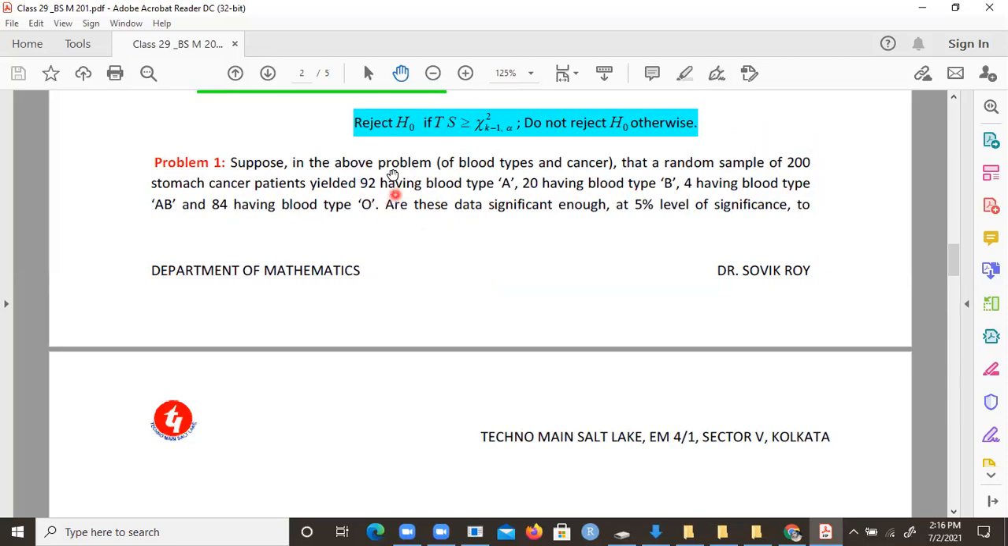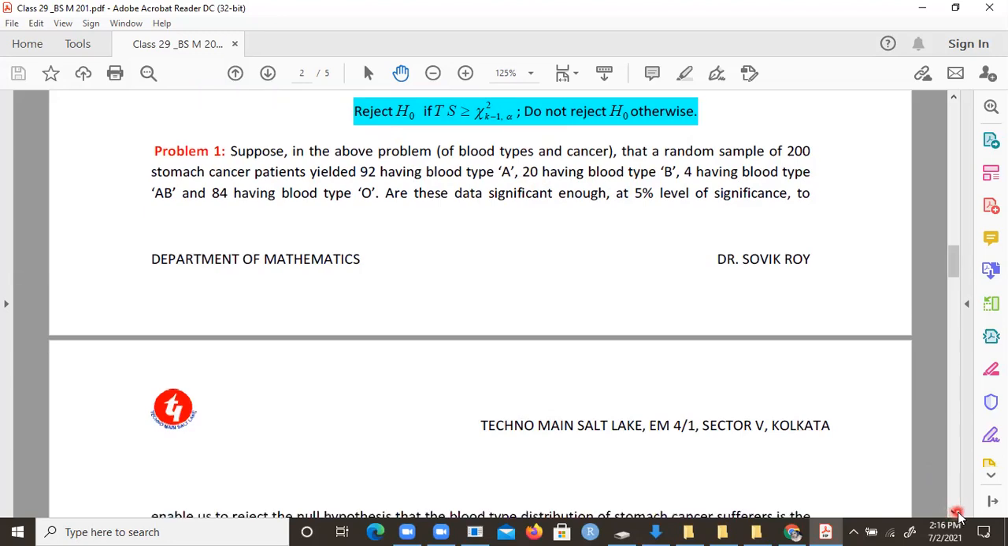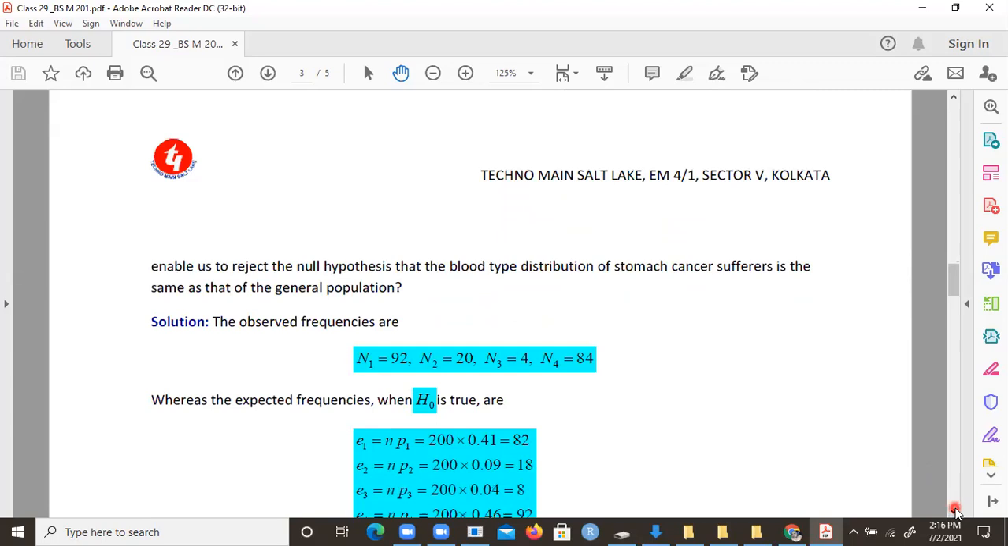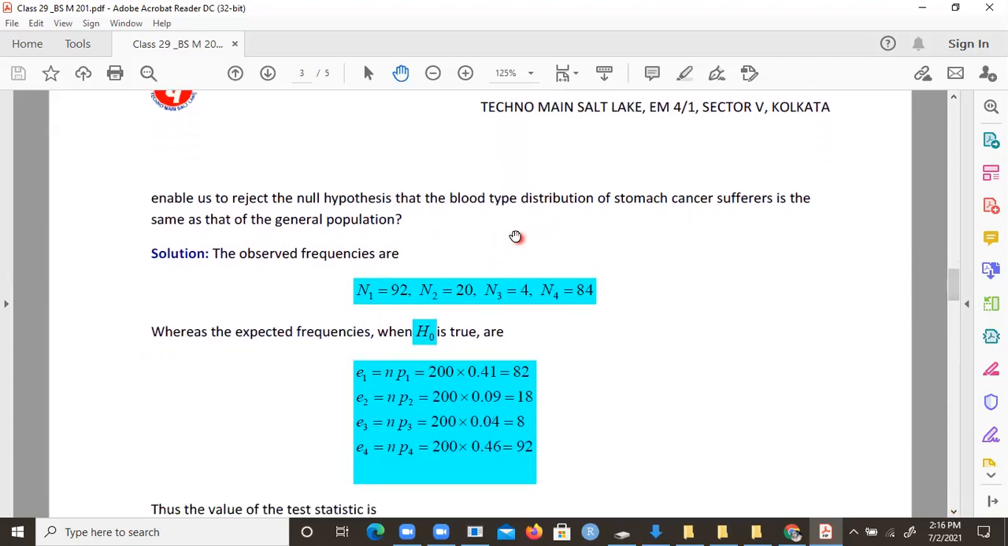Now these are the observed frequencies. 92 is the observed frequency: these 92 people have blood type A and are suffering from stomach cancer. 20 people have blood type B and are suffering from stomach cancer, and so on. Is the result significant at the 5% level of significance, enabling us to reject the null hypothesis that the blood type distribution of stomach cancer sufferers is the same as that of the general population?